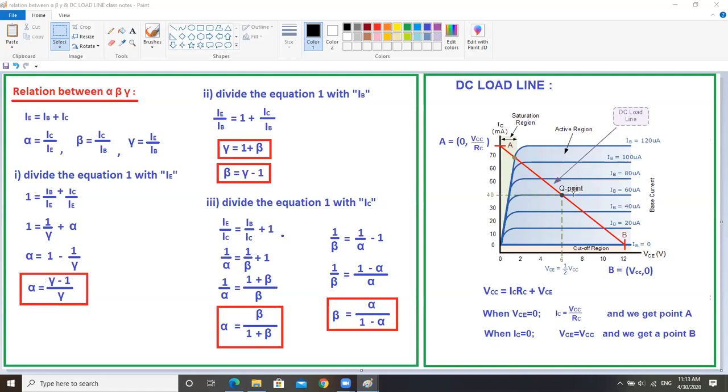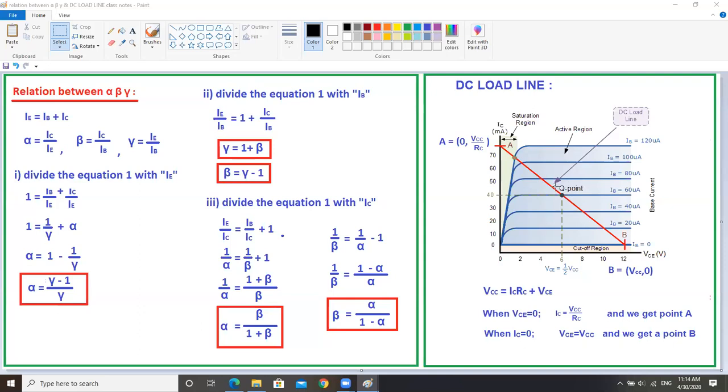If the quiescent point is near to the saturation region, near to the cutoff region, or exactly at the center of your DC load line, then what will happen to the output voltage or output current? See here, the left side of this graph is your saturation region, and this total blue color is your active region, and below this is called your cutoff region. Okay, cutoff region, saturation region, and active region.